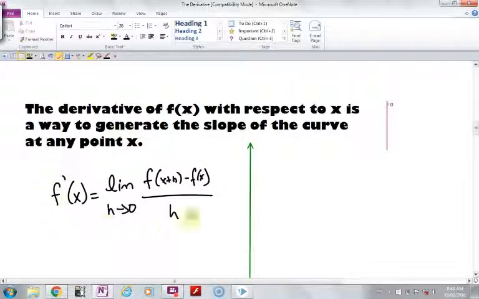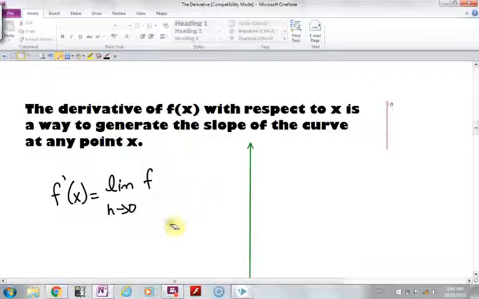So this is the actual definition of the derivative that we're going to use. The derivative at x is equal to the limit as h approaches 0 of f of x plus h minus f of x over h. This is a little bit messy, so I'm going to fix it up a little bit. Still looks not good.